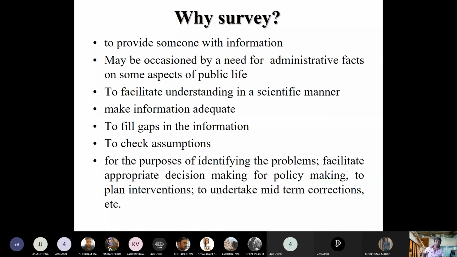And the survey actually facilitates understanding in a scientific manner. That means the survey is not unscientific. We do the survey very scientifically for understanding the facts exactly. Without doing the survey, it is very difficult to get some information in a very short period of time. It makes information more adequate, because a survey will help you get more adequate information from society and fill the gap in the information.